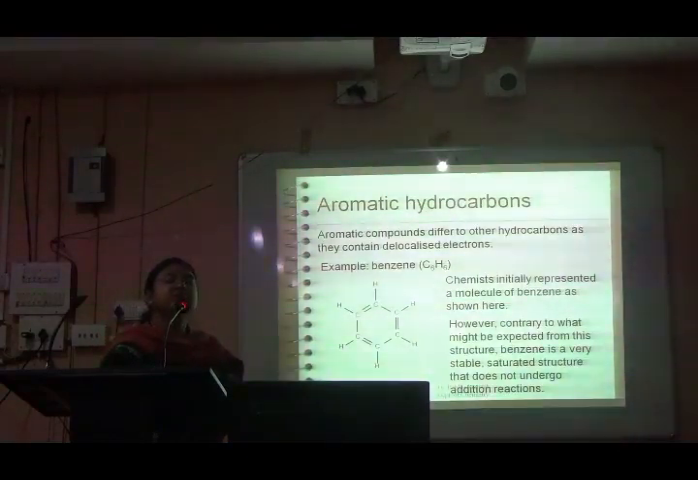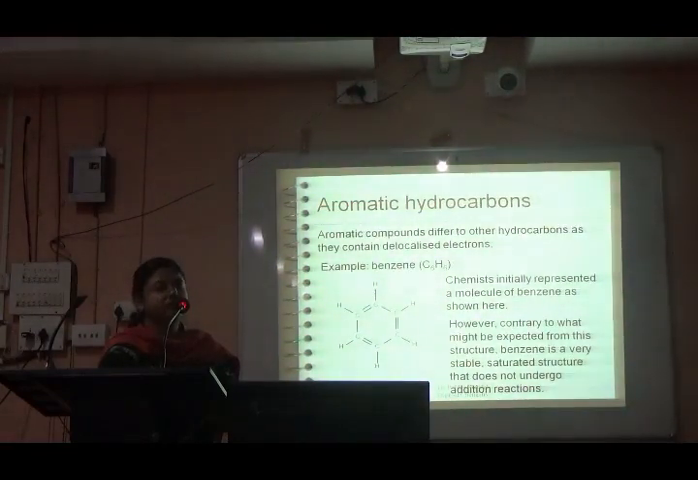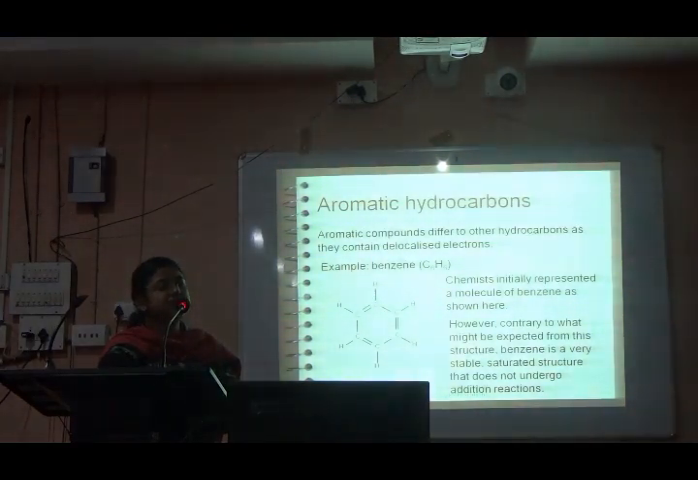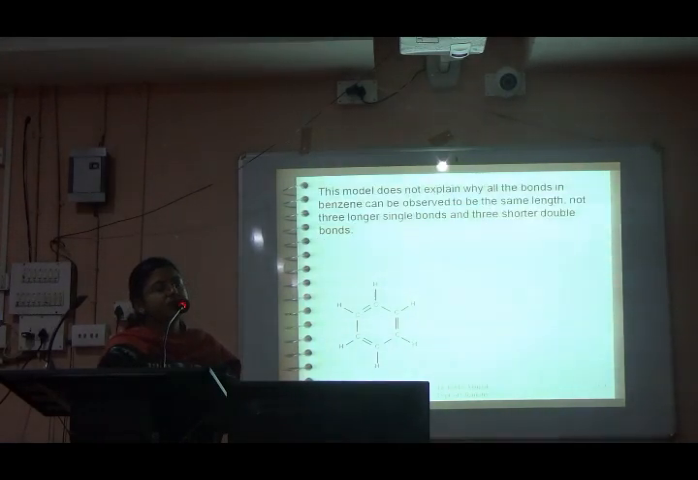But we have seen in a number of chemical properties as well as physical properties like bond length or addition reaction, the double bonds in benzene are not static. They tend to be dynamic. So, this structure does not hold good for benzene. So what happens?